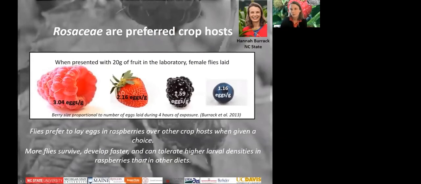And this is consistent with what we've seen in laboratory studies, indicating that rosaceae, or caneberries and strawberries, are among the most preferred hosts. We know that when flies are given a choice, they prefer to lay eggs in raspberries over other hosts, and that in addition to preferring raspberries, they often seem to perform better in those hosts than in others.